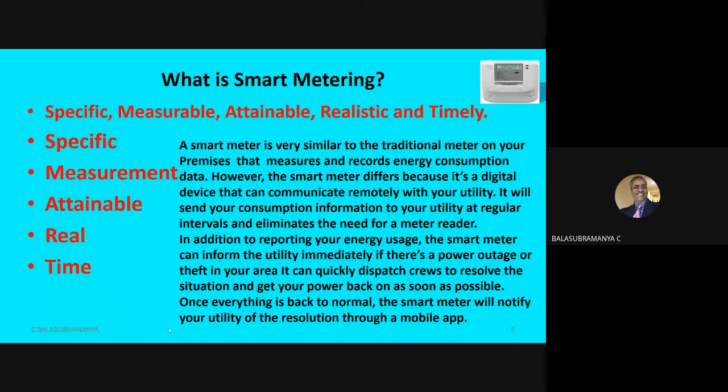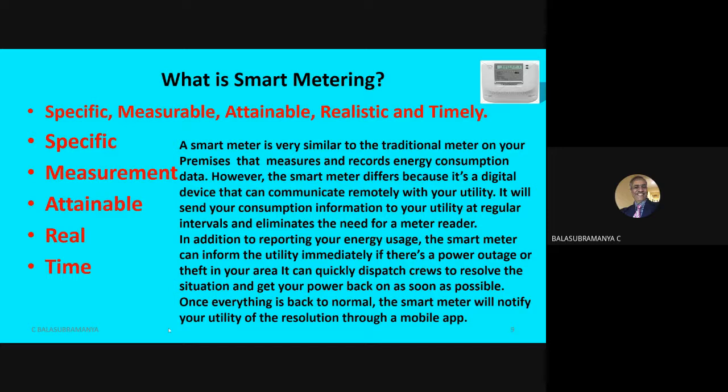So what is actually a smart meter then? SMART. S is specific. M is measurement, energy measurement. A is attainable. R is realistic, and T is timely. So this is how it is: specific, measurable, attainable, realistic, and timely. A smart meter is very similar to the traditional meter on your premises. It measures and records the consumption data of energy.